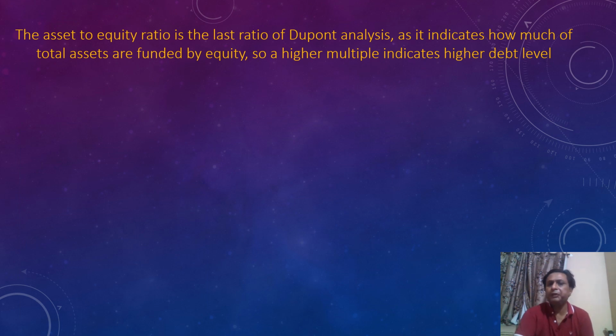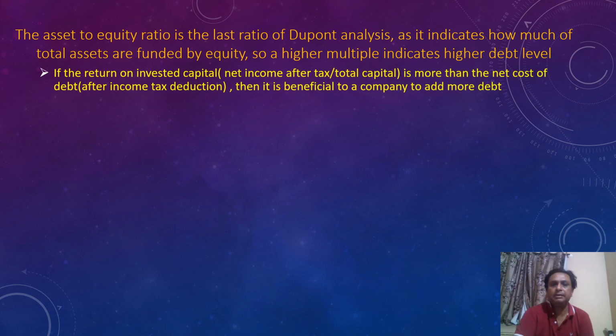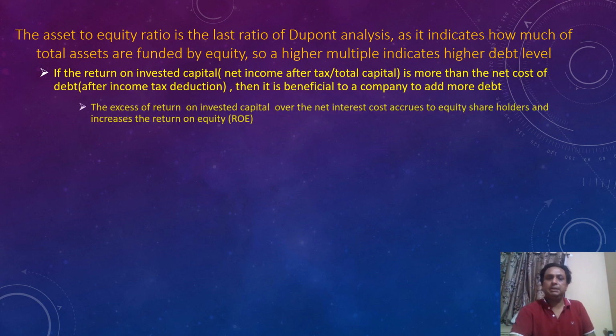The asset to equity ratio is the last ratio of DuPont analysis, as it indicates how much of the total assets are funded by equity. So a higher multiple indicates higher debt level. If the return on invested capital, net income after tax by total capital, is more than the net cost of debt after income tax deduction, then it is beneficial to a company to add more debt.